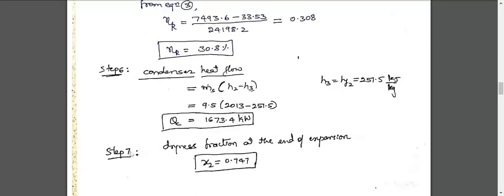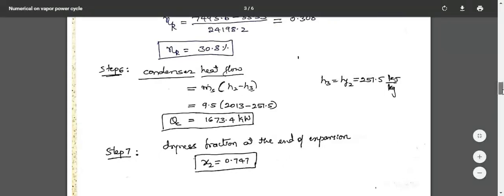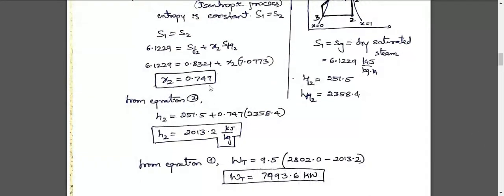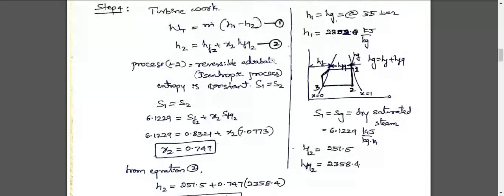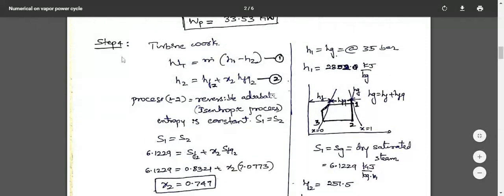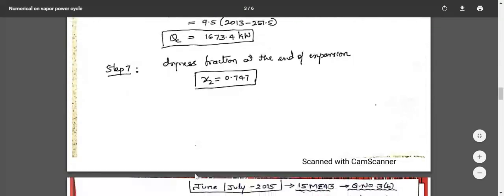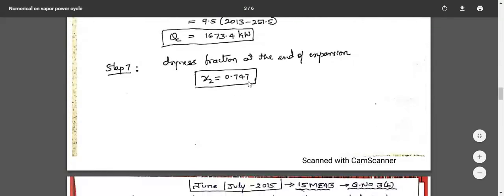Last one, step number 7, dryness fraction at the end of expansion. Directly I have written x2 is equal to 0.747, because we have calculated it in step number 4. So x2 we have written here, x2 is equal to 0.747. So this is one type of numerical.